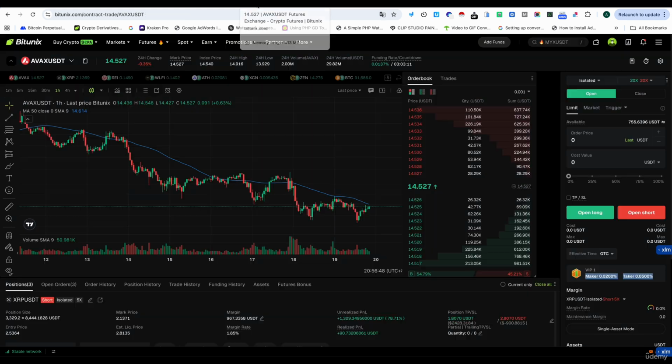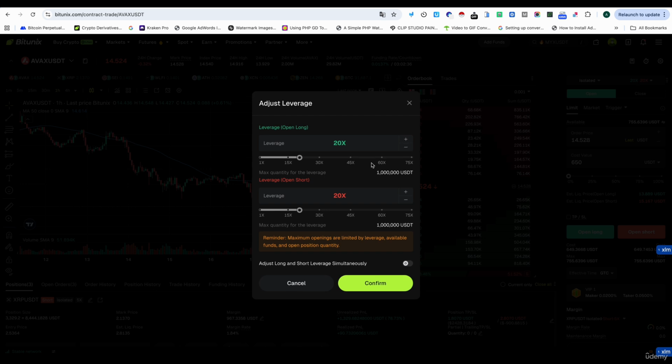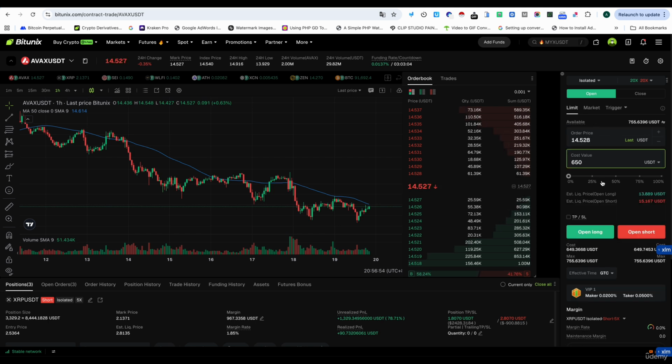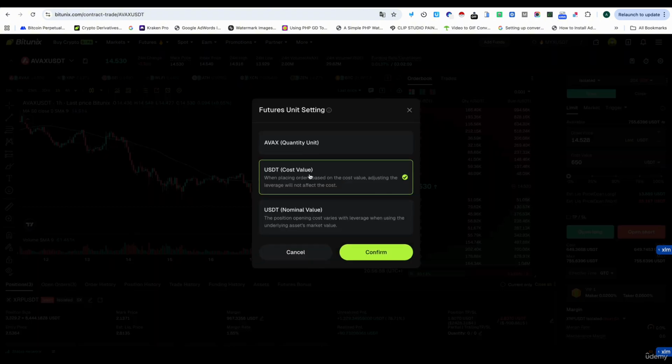Next, switch over to Bitunix to prepare your limit order. Select the same coin, set isolated margin mode, and use the same 6 times leverage. For the futures unit mode, switch to order by cost USDT. Then input the exact same cost amount that you used on MEXC.